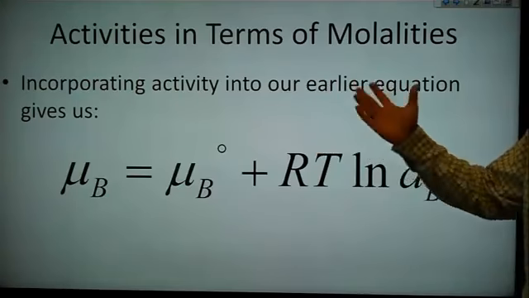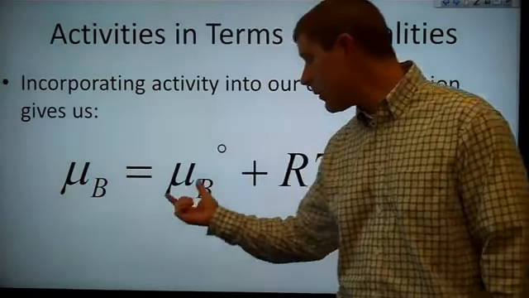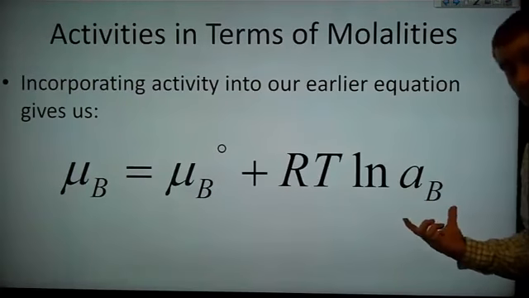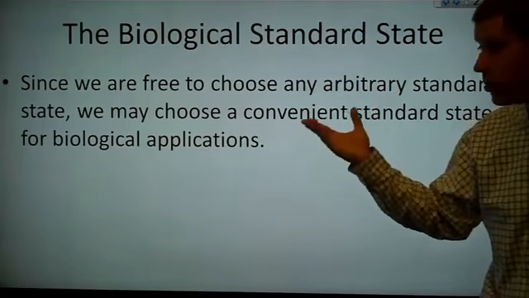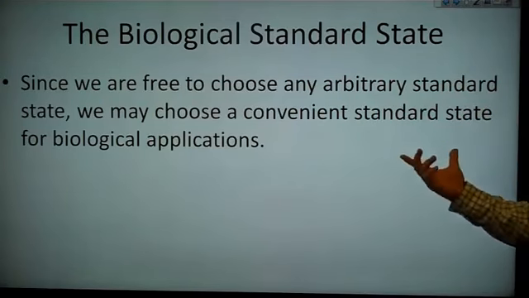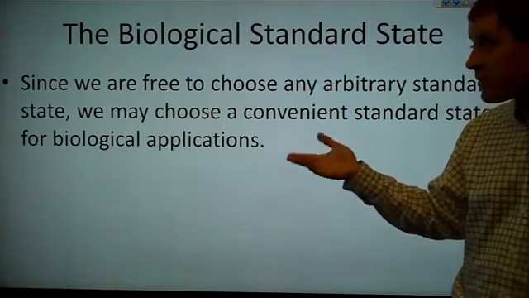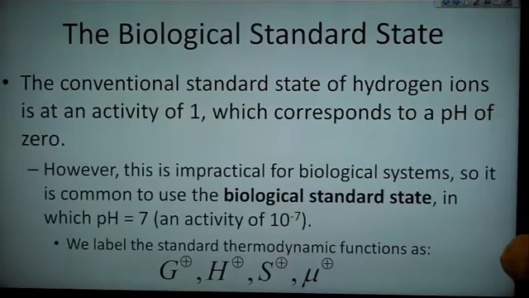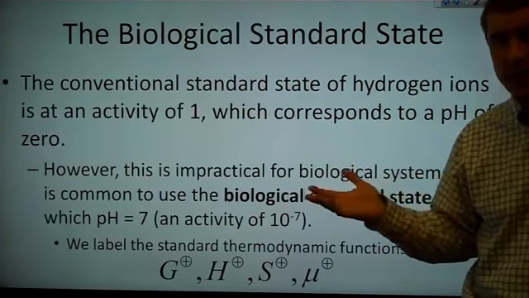All right. So now, if we incorporate our activity into our earlier equation, that now gives us mu B equals mu B naught plus RT times natural log of our activity of B. And because we're free to choose any arbitrary standard state, we can choose a convenient standard state for biological applications. We don't have to use a standard state of 1 mol, because really in biological systems, 1 mol is really, really concentrated.